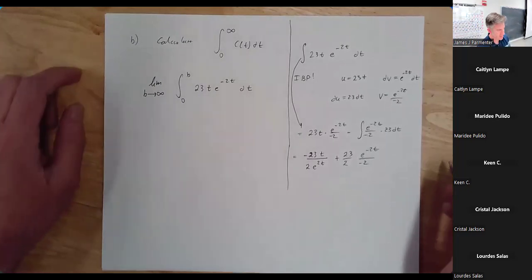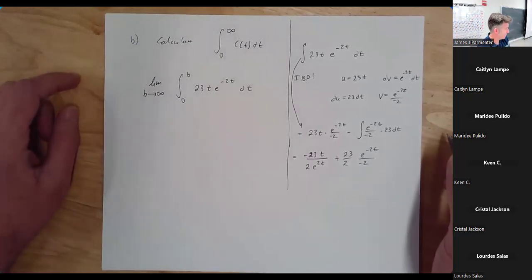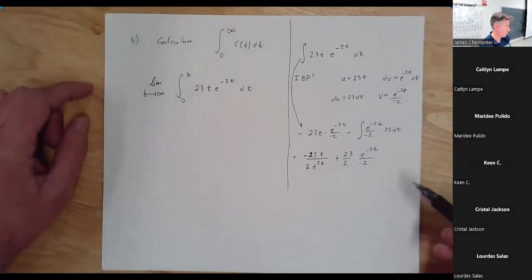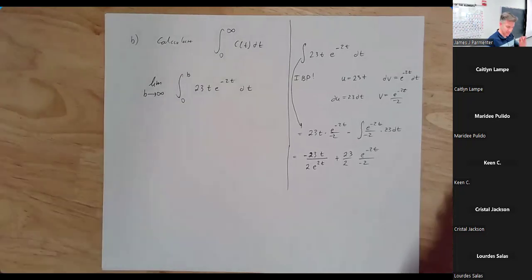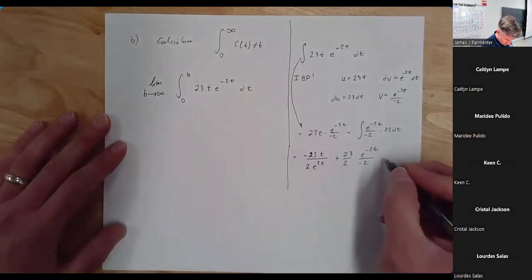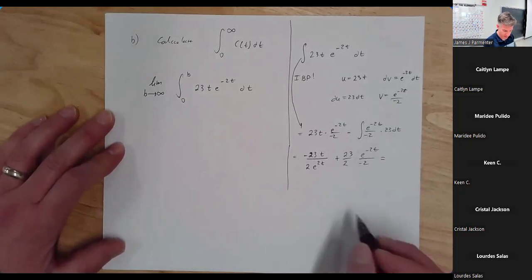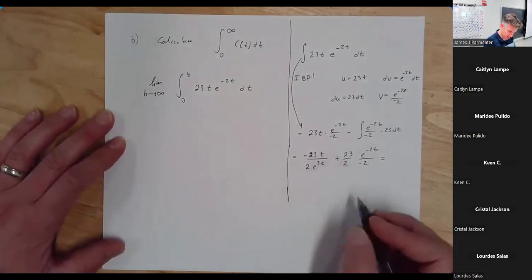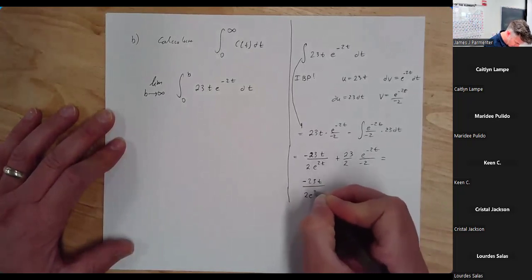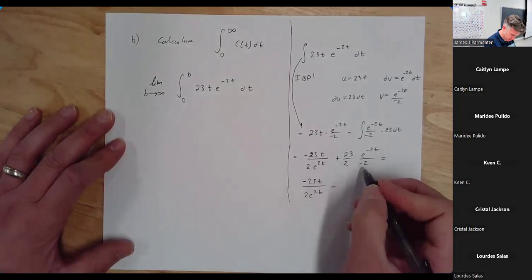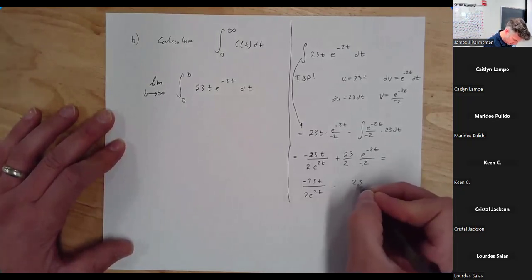The way to make this the easiest is to kind of write this as one fraction. I kind of shot myself in the foot by doing that first. Oh, well, sometimes you make mistakes. So I'm going to do negative 23t over 2 e to the 2t minus, because there's a minus sign there, 23 over 4 e to the 2t.